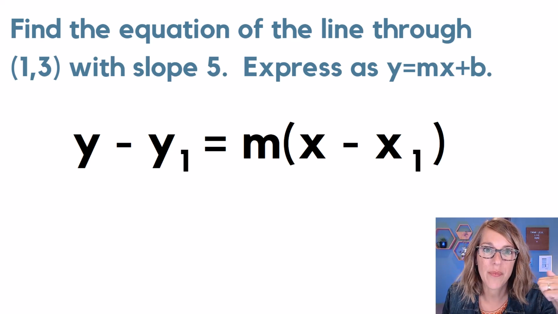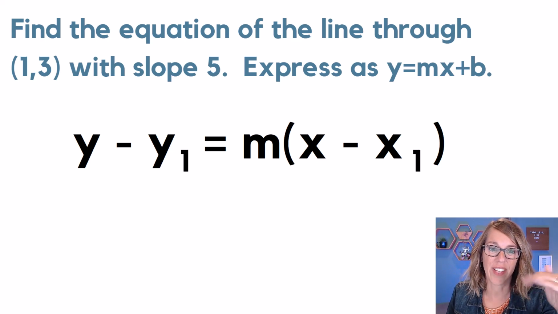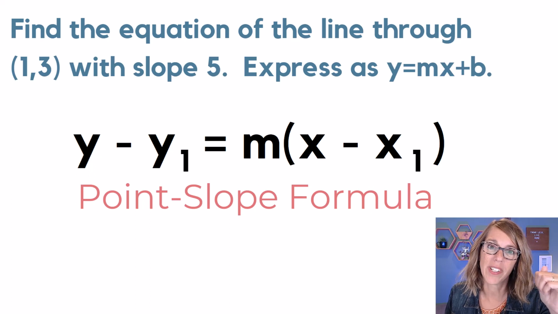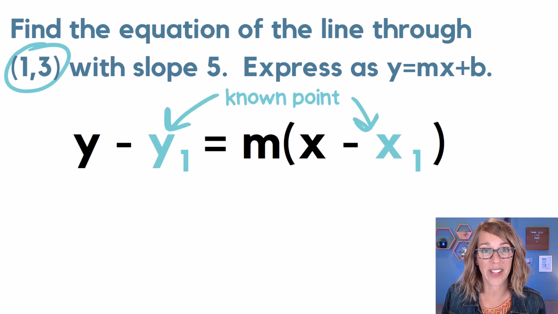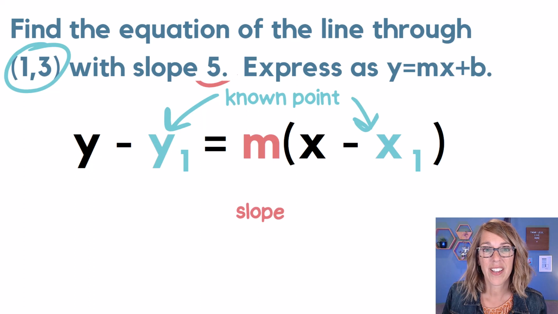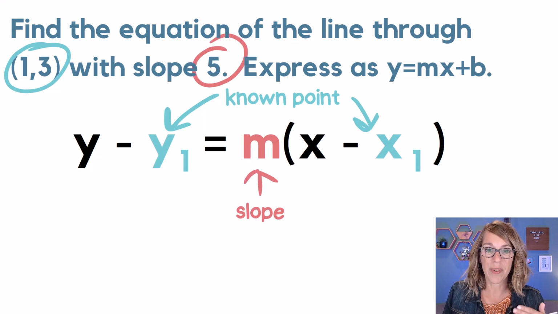Let's use the point slope formula to find some equations of lines. Now I've got the point slope formula here. Here's what we need to plug into our formula. We're going to need a point, and that's that x sub 1 and y sub 1. We're given the point 1 comma 3 for this example. We also need a slope m, and we're given the slope 5.